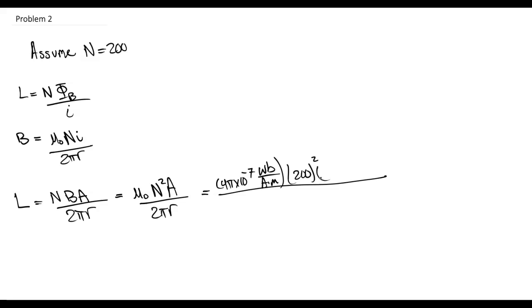The area is 5.0 times 10 to the negative 4 meters squared. We can assume those two if it's not given. I think I used those numbers for a reason. This might have been the previous example that I solved. And then the radius, let's assume the radius is 0.1 meter.